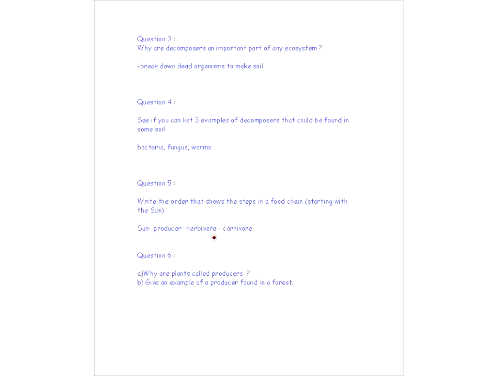All right, question 6. Why are plants called producers? And I didn't write the answers here, but it's because they can produce food from the sun. Using energy from the sun, they can store that energy in the chemical energy of sugar. B says, give an example of a producer found in a forest. Well, for example, a tree or a bush, right?